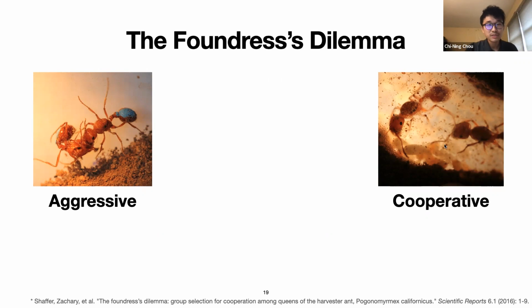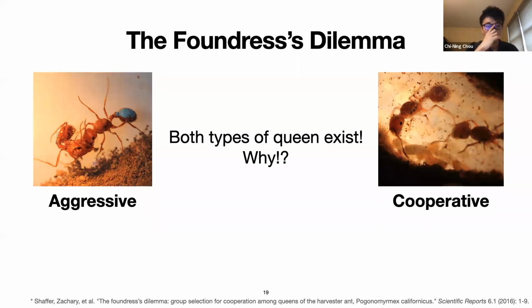Meaning that those queens can cooperate with each other. So this might look a little bit weird. They are the same species, and they're both in Arizona. Why can both types of queen exist? What's the difference that makes them sometimes aggressive and sometimes cooperative?